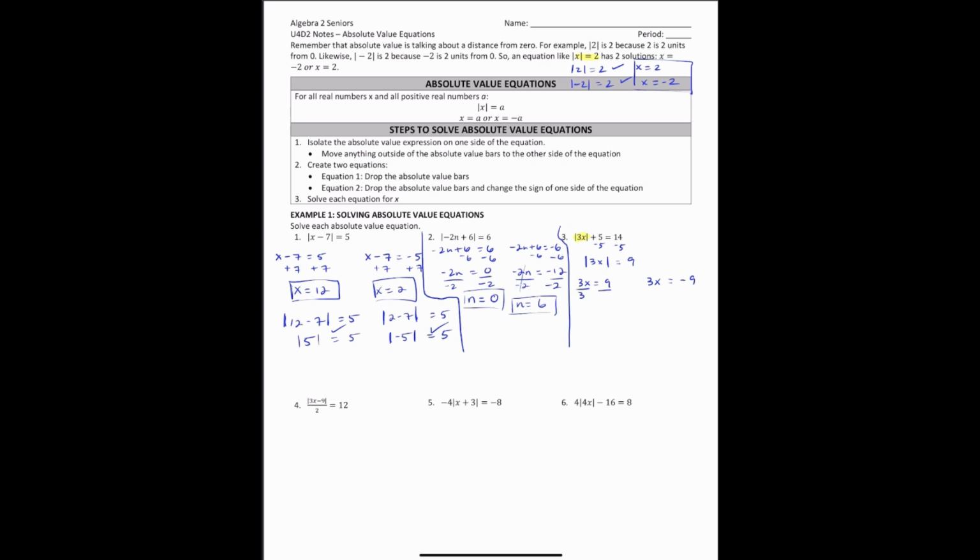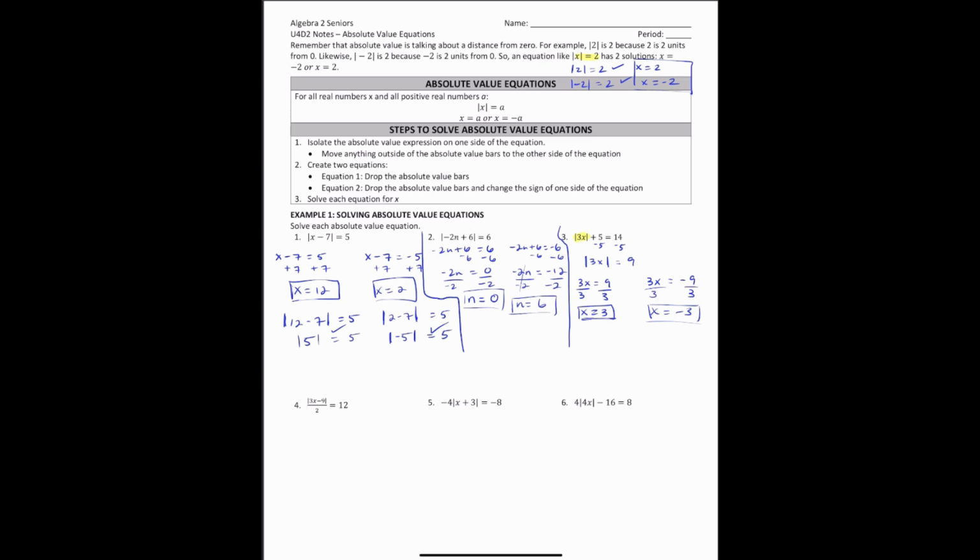Let's go ahead and divide both sides by 3 for the first equation, so x is equal to 3. And then for the second one, I'll divide both sides by 3, so x is equal to negative 3. So those are the 2 solutions to this equation.